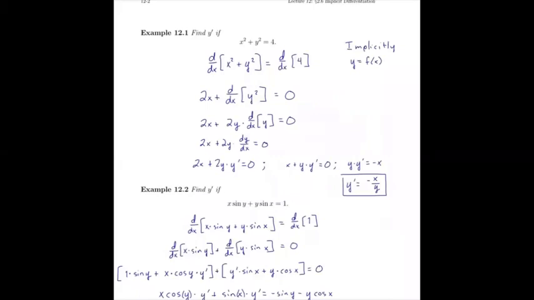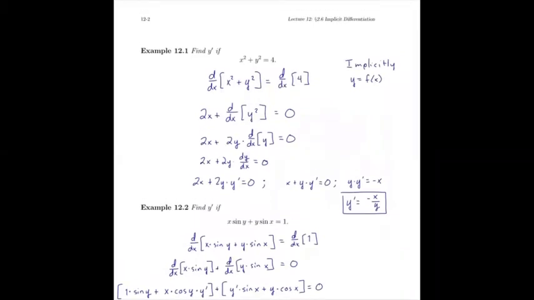So anyway, let's go for it, right? I'm asked to find y prime, and we have that exact function we just looked at before. This again is the circle with radius 2, centered at the origin. So implicitly, what we know is that y is some function of x. And we did solve for it: plus or minus the square root of 4 minus x squared.